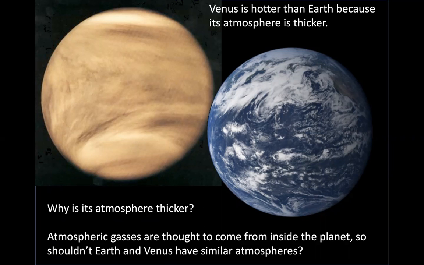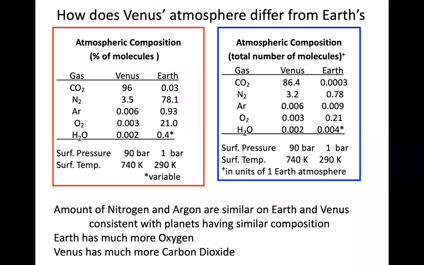But that raises a completely new question. Why is Venus's atmosphere so different from Earth's? They're similar in their bulk densities and sizes. Shouldn't they have similar atmospheres? Well, to answer this, we need to take a closer look at these two atmospheres. And not just look at the percentage of molecules in each atmosphere, but look at the total number of molecules in both. I could write this in terms of total number of molecules, but those would be ridiculously big numbers, so I'm just writing them here in units of 1 Earth atmosphere.